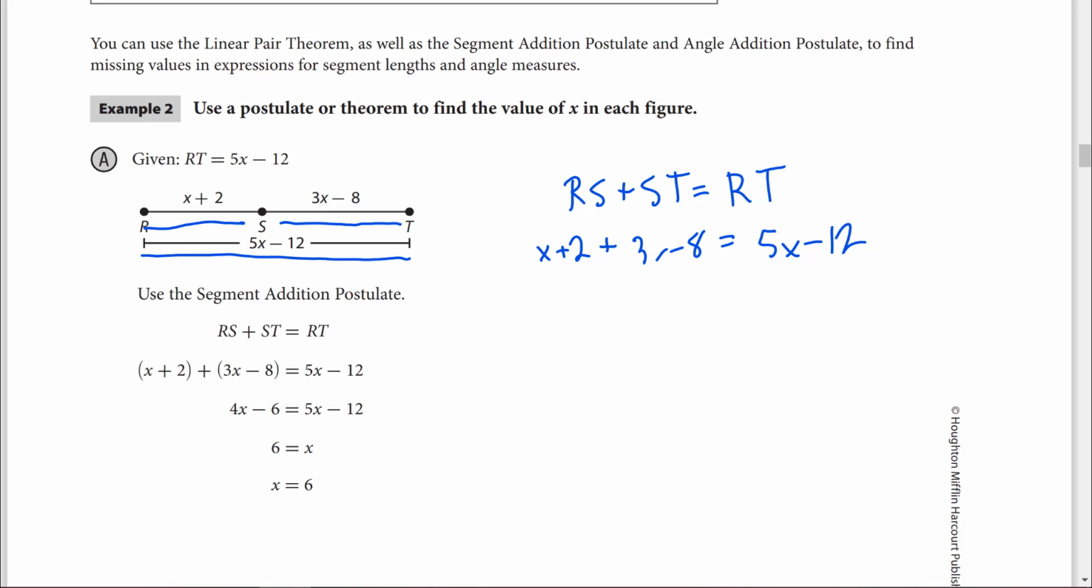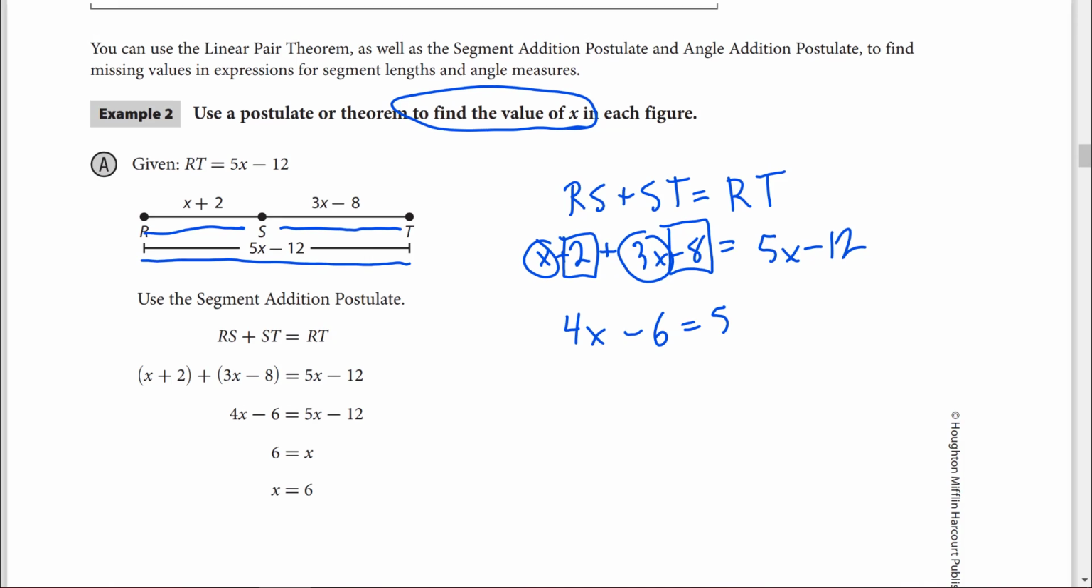So let's try and figure out what x equals, because that's what they asked us to do, was find the value of x. Well, here we go. So I'm going to combine like terms. I've got x and 3x, that's going to give me 4x. I have 2 and negative 8. 2 and negative 8 gives me negative 6. And I've now simplified both sides of the equation.